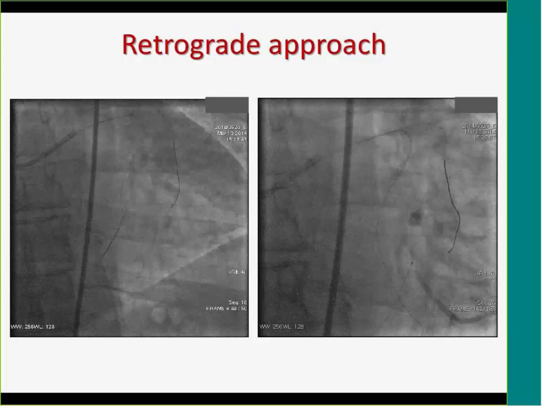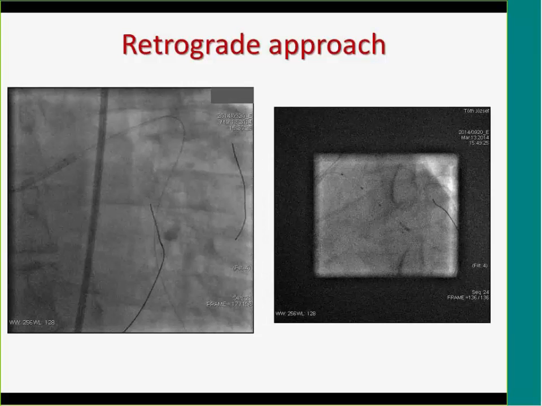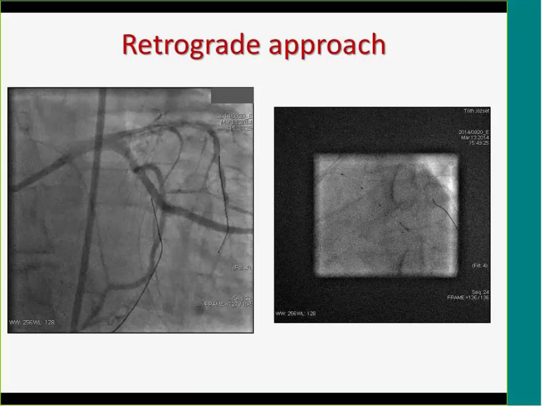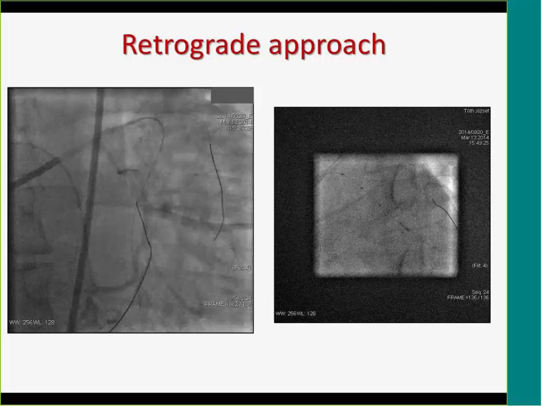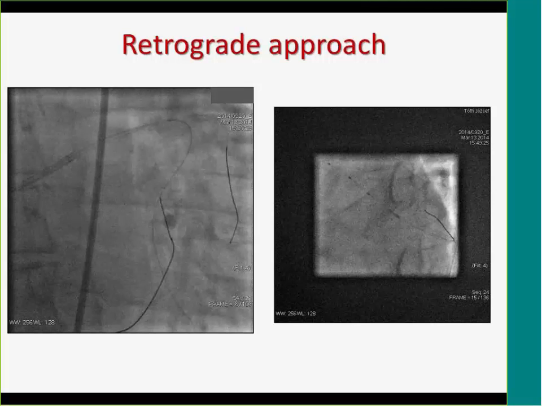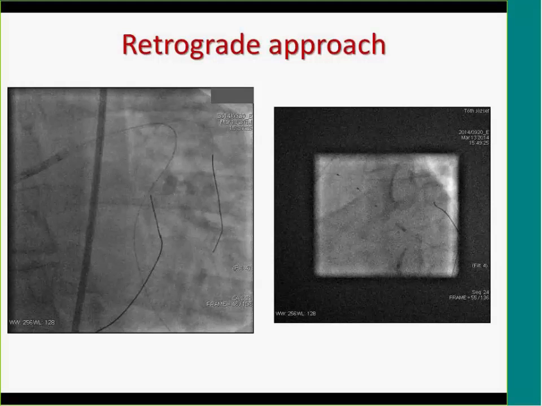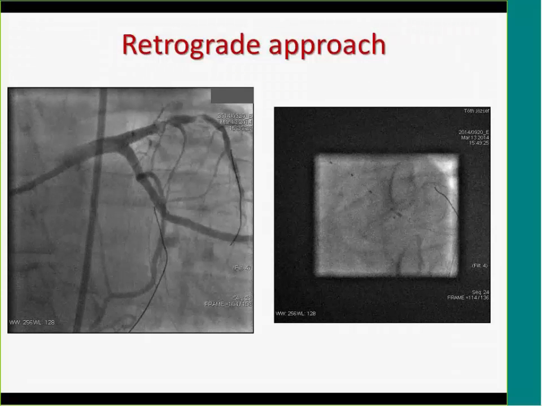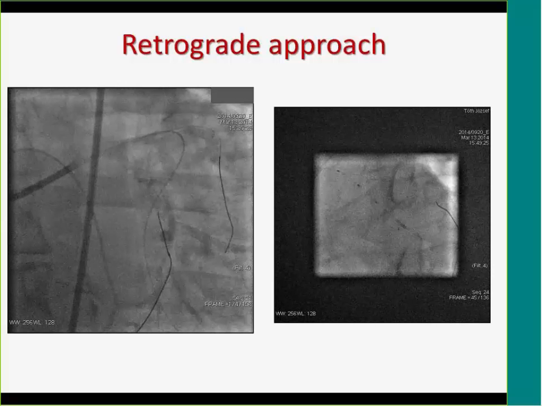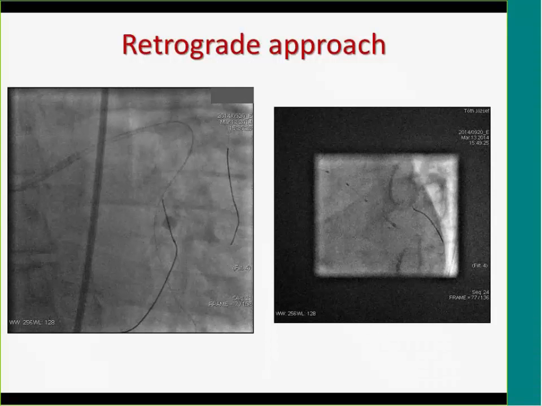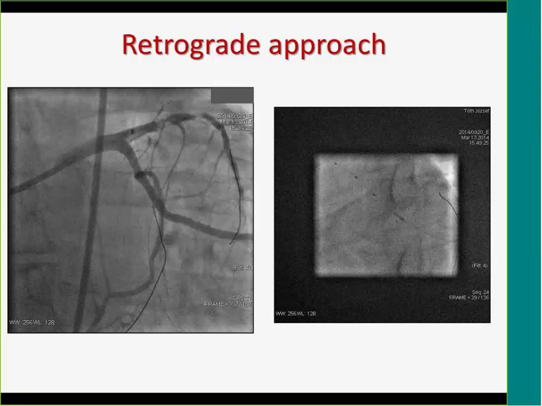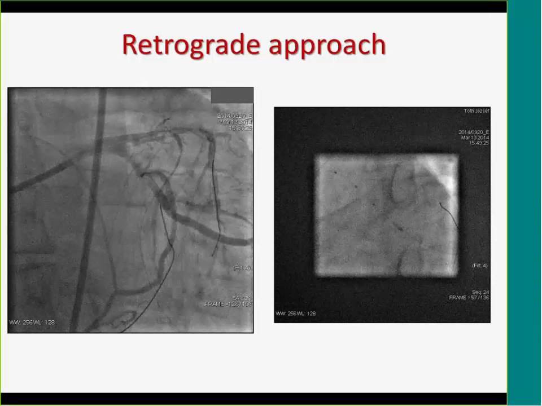Here, with several wires, we attempted crossing the occlusion. Actually, crossing the occlusion was not really difficult, but to cross the hard proximal cap and the stent was very challenging. So we finally created some subintimal channels out of the stent with wires, which was Retrograde and Confianza.